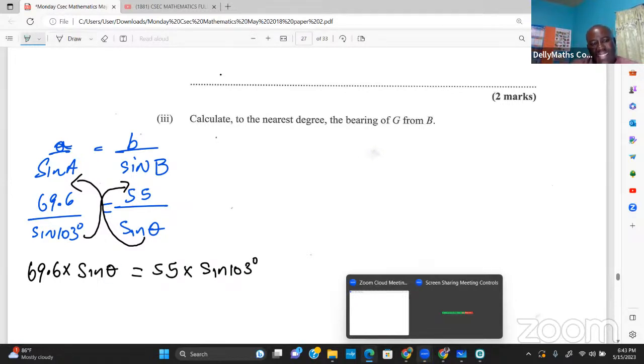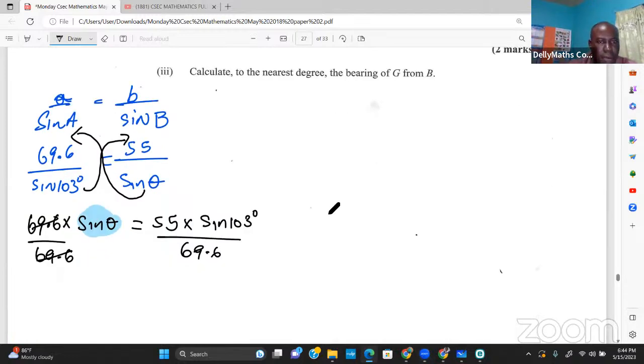Remember, the intention is to isolate this. So I'm going to divide both sides by 69.6, and then from there we can use a calculator. 55 times the sine of 103, divided by 69.6. All could go on your calculator at once. So the sine of the angle is this value.